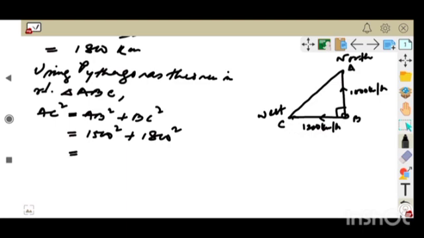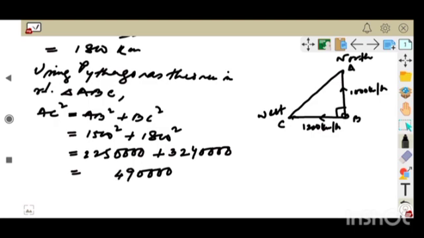Okay, so 15 square is 225. So let me write here 225. How many zeros? 4 zeros: 1 2 3 4. And 18 square, we have 324, and how many zeros? 1 2 3 4. Okay, so if we add this, how much we'll get? We'll get 4 zeros, and then 5 plus 4, it's 9. 2 plus 2, it's 4. Then 3 plus 2 is 5. Now we have to factorize this.